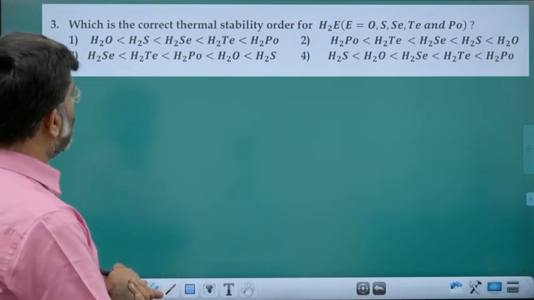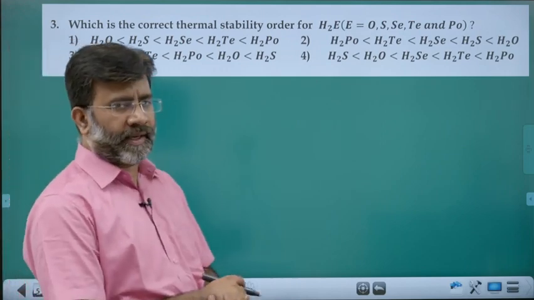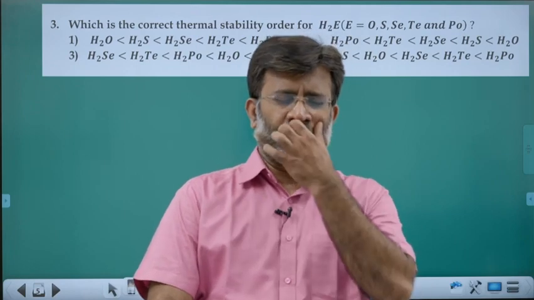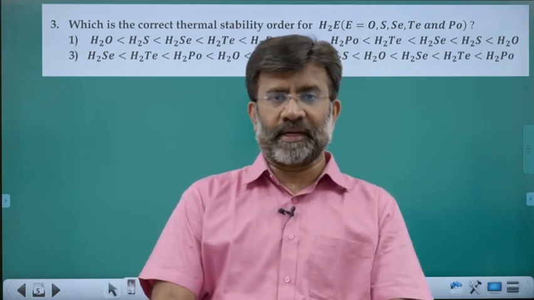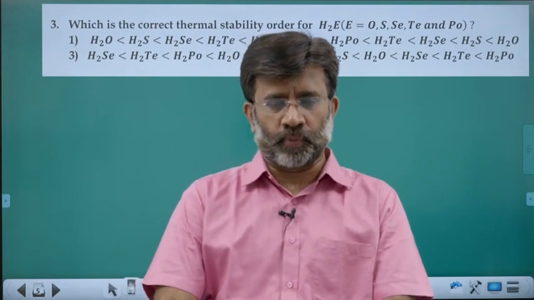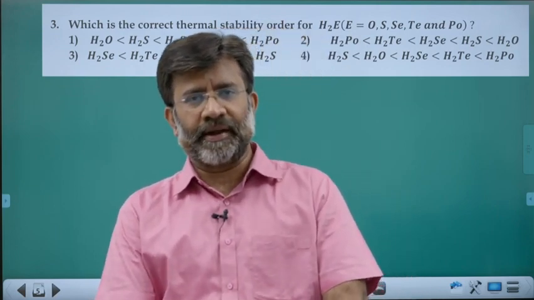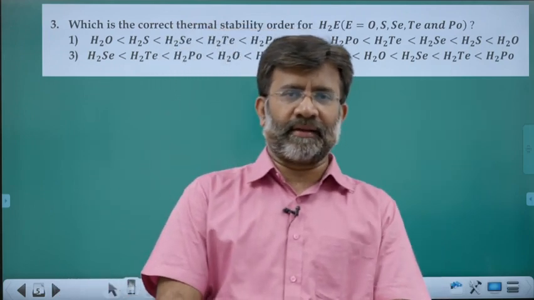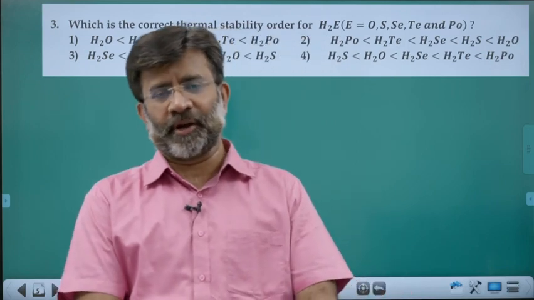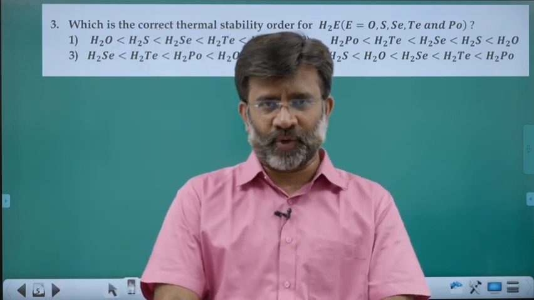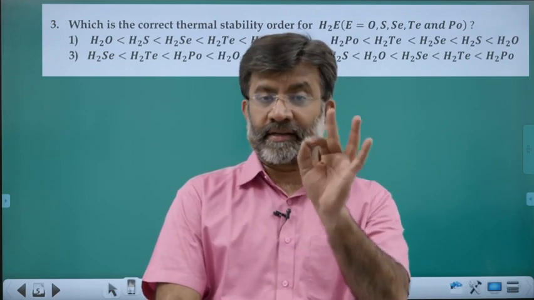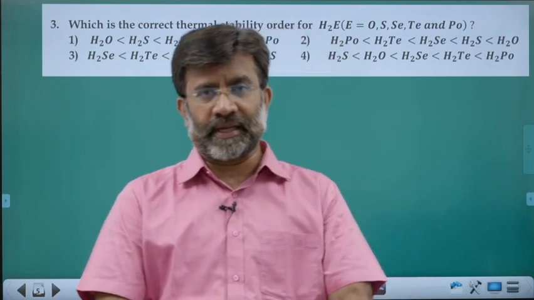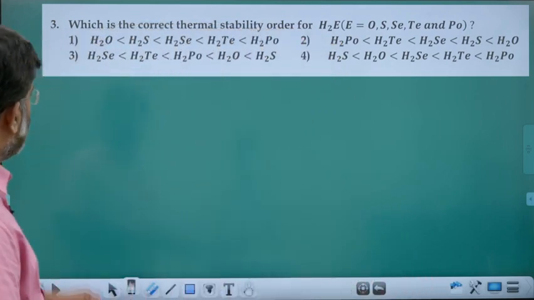Thermal stability order. It is referring to the hydrides' thermal stability. You see, this is a general aspect. Thermal stability decreases down the group. Acidic character increases down the group. Bond angle decreases down the group. Reducing property increases down the group. Stability decreases down the group. So down the group for hydrides, thermal stability decreases. That is a fundamental idea.